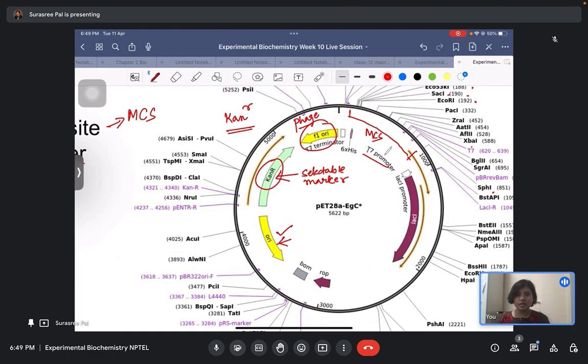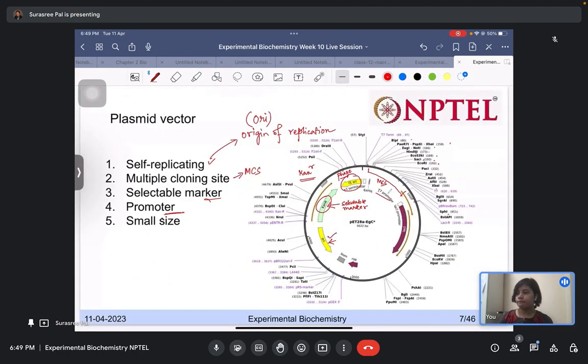The kanamycin resistance gene or any such antibiotic resistance gene can be present, for example the ampicillin resistance gene. So these are selectable markers. There is an origin of replication. There is a multiple cloning site where the restriction enzyme sequences are present, where the gene of interest can be inserted, can be cloned, and it is under a promoter, which has to be a strong promoter for better expression of our gene of interest, right? So these are the components of a plasmid vector where we are going to insert our gene of interest.